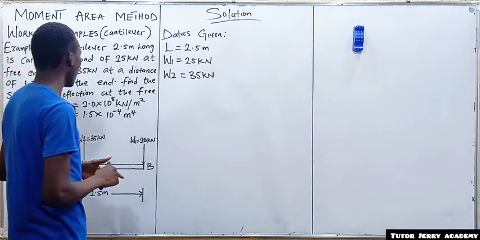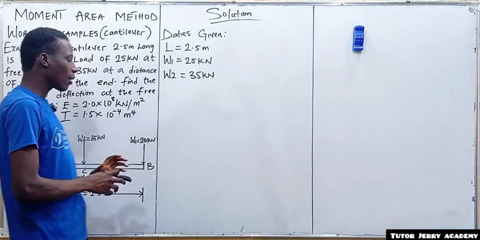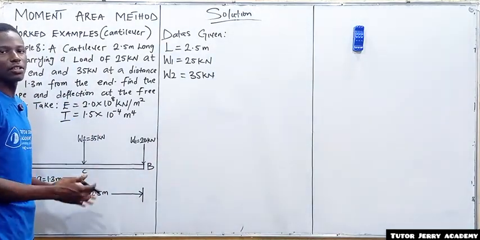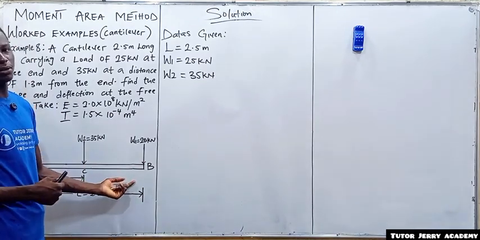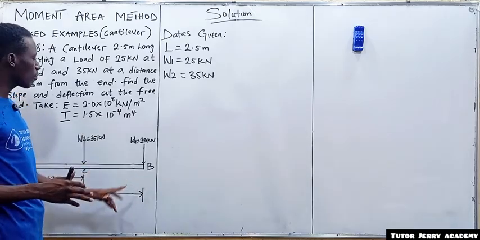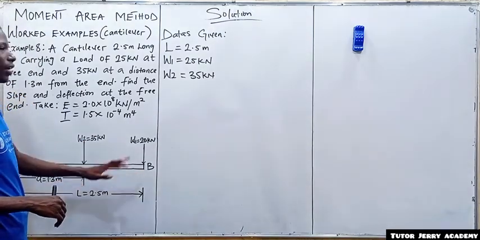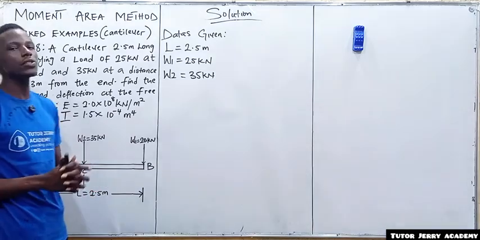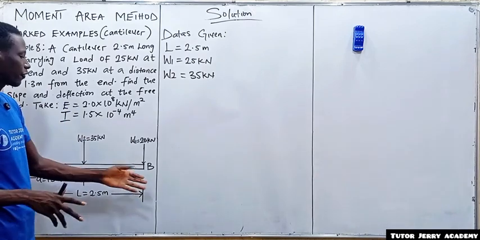Now we are asked to find the slope and deflection at the free end. I will know that for a beam like this, the slope and deflection will be maximum at the free end. So what we are just trying to do is to find the maximum slope and the maximum deflection at the free end. The first thing we are going to look for is the maximum slope at the free end.